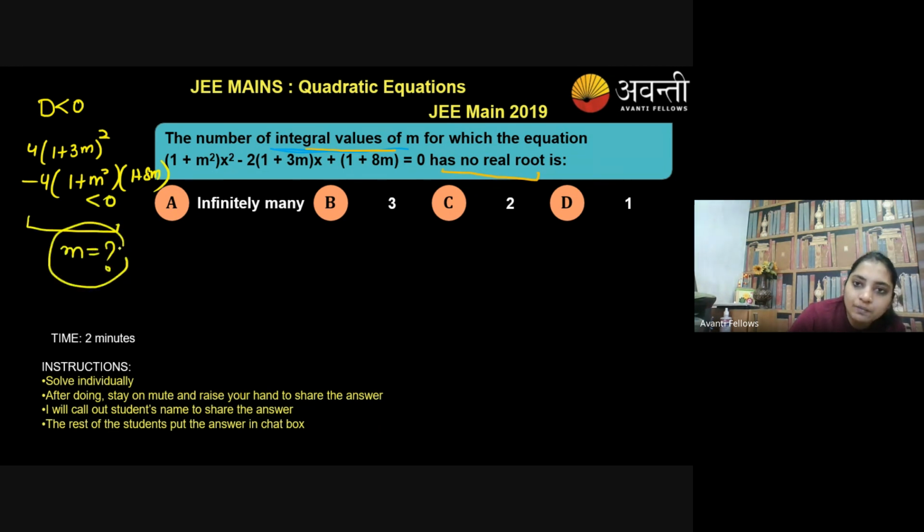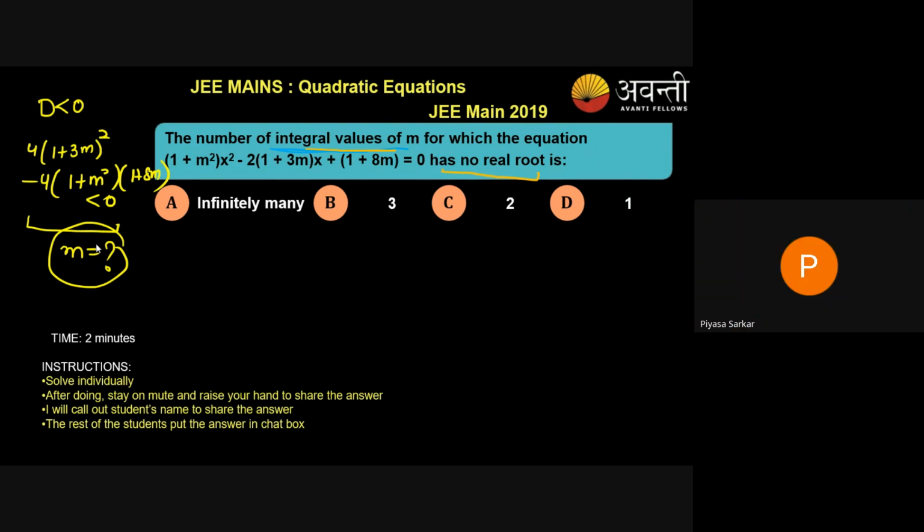So how many integral values of m did you get? Either it's 1, 2, 3 or infinitely many. That is going to be your answer. Clear? Yes or no? Any doubt? Ma'am, can you explain again?